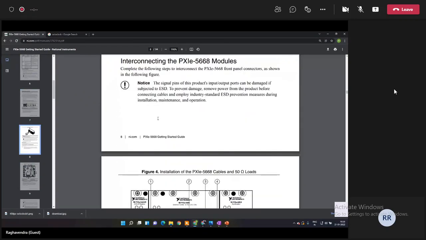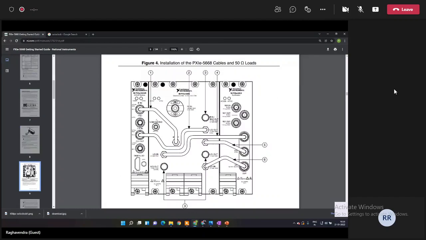The 5668 chassis comes with 3 components. The one that you see on the right is called a synthesizer, the NI 5653. It does the exact same thing as an OctoClock. It generates a local oscillator reference signal. You see that there are some wires going in over here. This wire gives the local oscillator input from the 5653 to something known as the down converter.